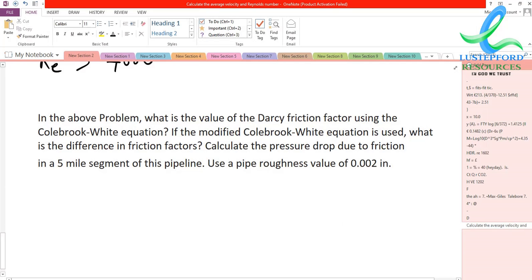In the above problem, what is the value of Darcy friction factor using the Colebrook-White equation? If the modified Colebrook-White equation is used, what is the difference in friction factor? Calculate the pressure drop due to friction in a 5 miles segment of this pipeline using a pipe roughness value of 0.002 inches.